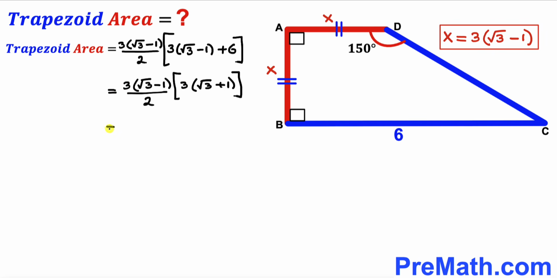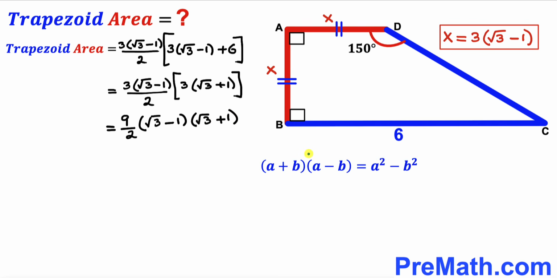So therefore we are going to get 3 times 3 is 9 divided by 2, and then times square root of 3 minus 1, and then times square root of 3 plus 1. And now let's recall this identity once again: a plus b times a minus b equals a square minus b square. We are going to apply it on this part. So therefore this part simplifies to simply square root of 3 whole square minus 1 square. That is going to give us 3 minus 1 equals 2. So therefore this whole thing reduces to simply 2.